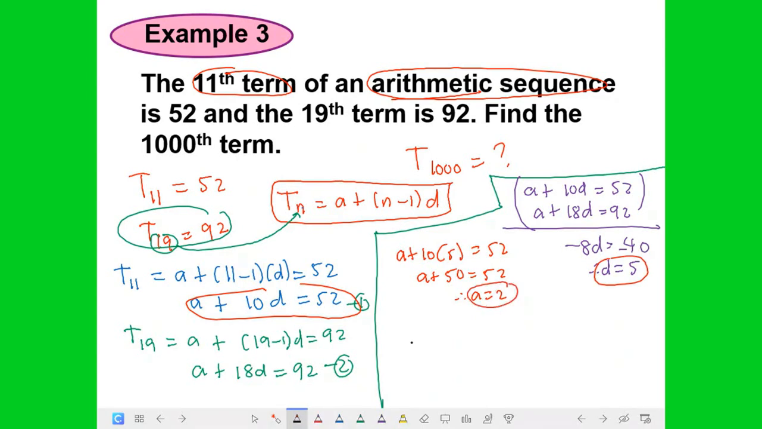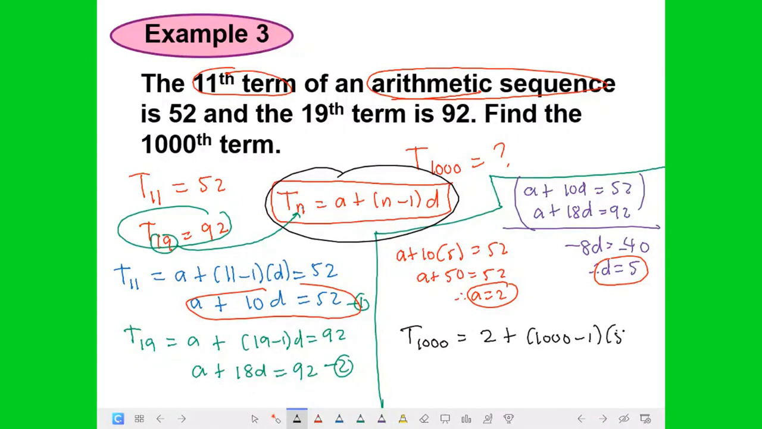Then, find T1000. Same formula. A is 2 plus 1000 minus 1 D, D is equal to 5. Take your calculator. Find it. What is it? Find it, I'll wait. 5,000 minus 5, so 995 plus 2. 997. Is that right?